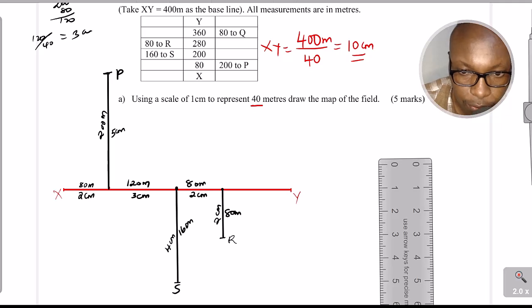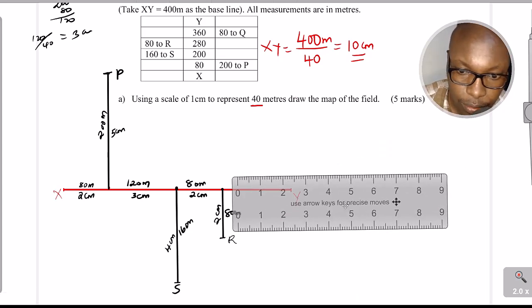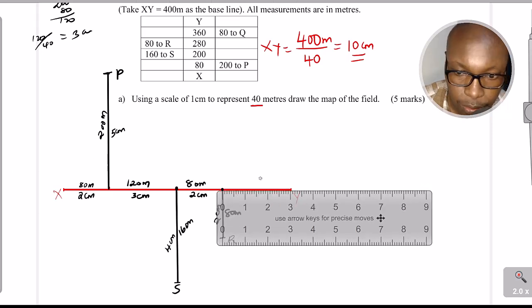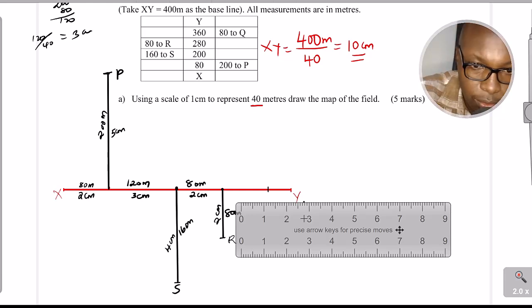Still moving. The next one, from 280 we go to 360. So from 280 we are adding 80 to go to 360. And 80 meters using this scale, 1 centimeter represents 40, that again will be 2 centimeters. So we're going to measure 2 centimeters again there. Very good. So 2 centimeters will be that point. You mark it there. This is a small one. That is the point, I want to indicate it there.